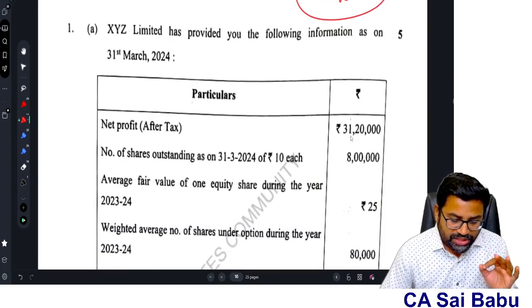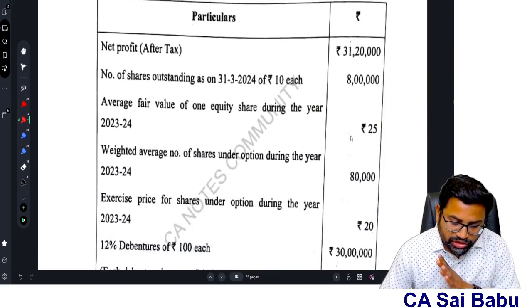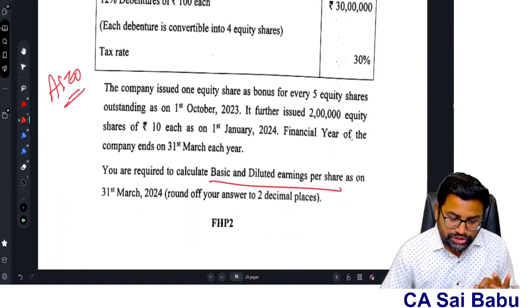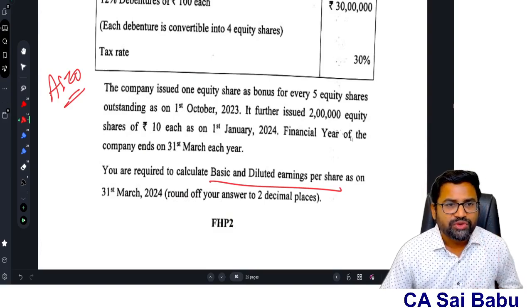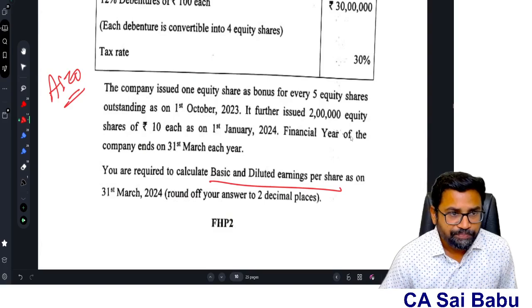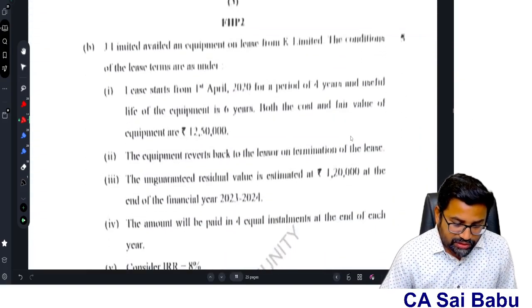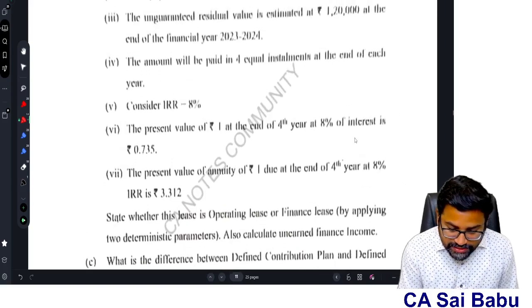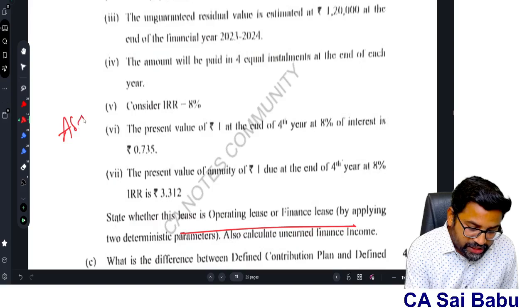It is there in accounting standard 20. So it is not at all a difficult question here. Very simple question only. This question is basically straightforward. You can easily solve this. Now the second question, sir. Operating lease, finance lease. Again, an accounting standard 19 question.